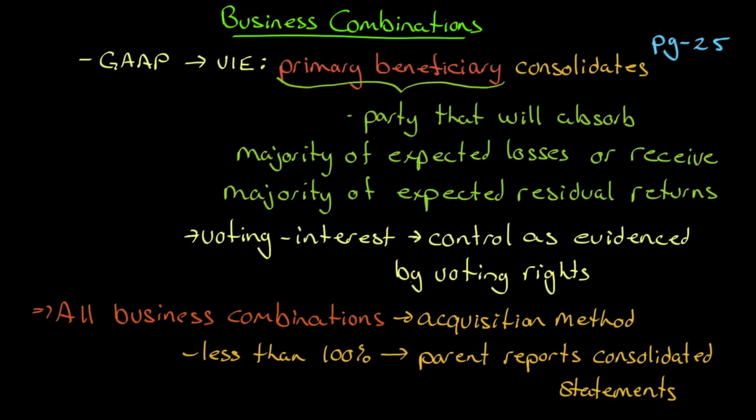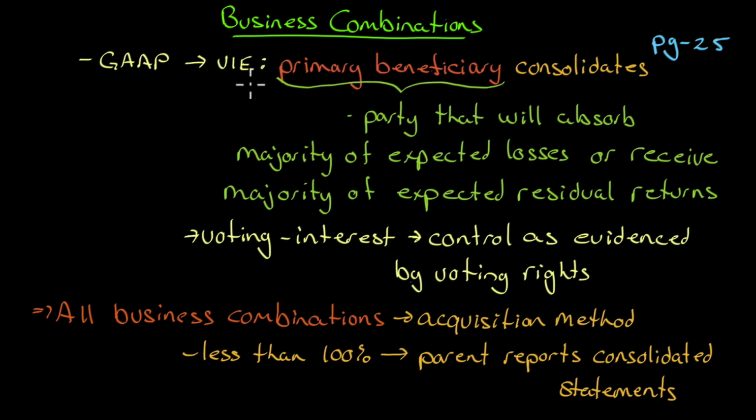And GAAP, we'll look at GAAP here. GAAP has two different criteria. They measure control based on voting. We'll work with the variable interest entity in a second. Let's just go down to the voting interest. Control as evidenced by voting rights. So more than 50%, there's control right there. So there's no question about determining whether control exists or not. There's no judgment call to make. In IFRS, there is a judgment call that you can make. For GAAP, there is no judgment call. If it's greater than 50%, it's control.